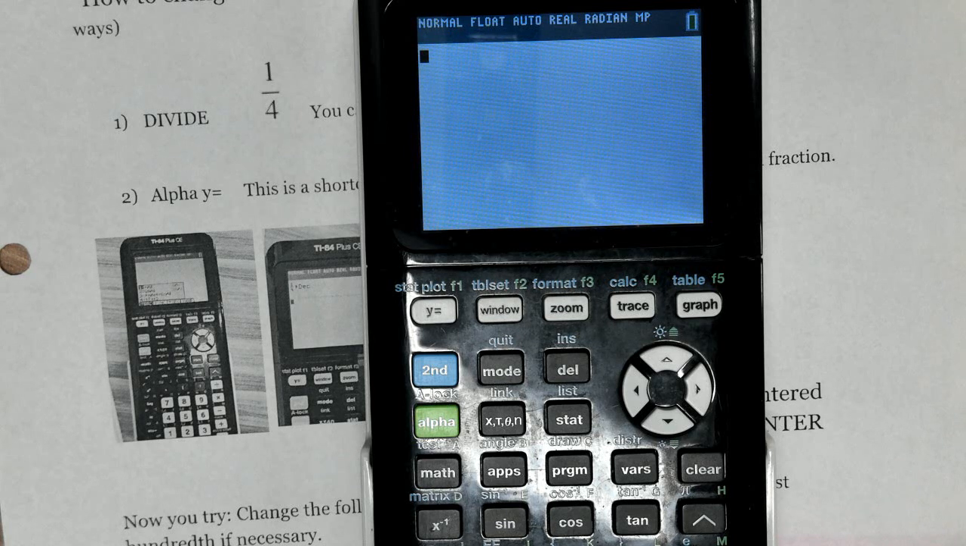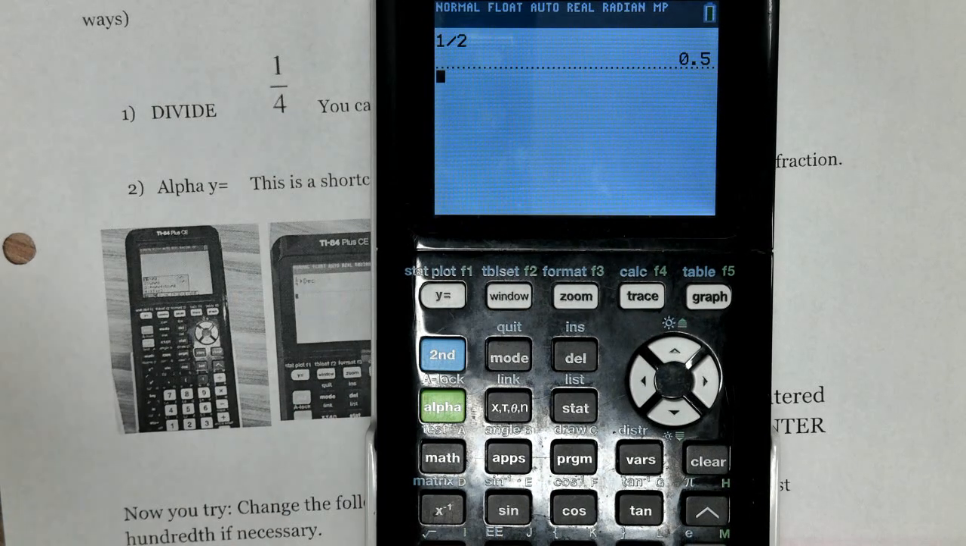Now let's do it again. If you want to make 1/2 into a decimal, do 1 divided by 2, and everybody should get 0.5. Now, why did some people's calculators say 0.50? Because it's the same place value. Okay? 0.5 is the same thing as 50 cents.